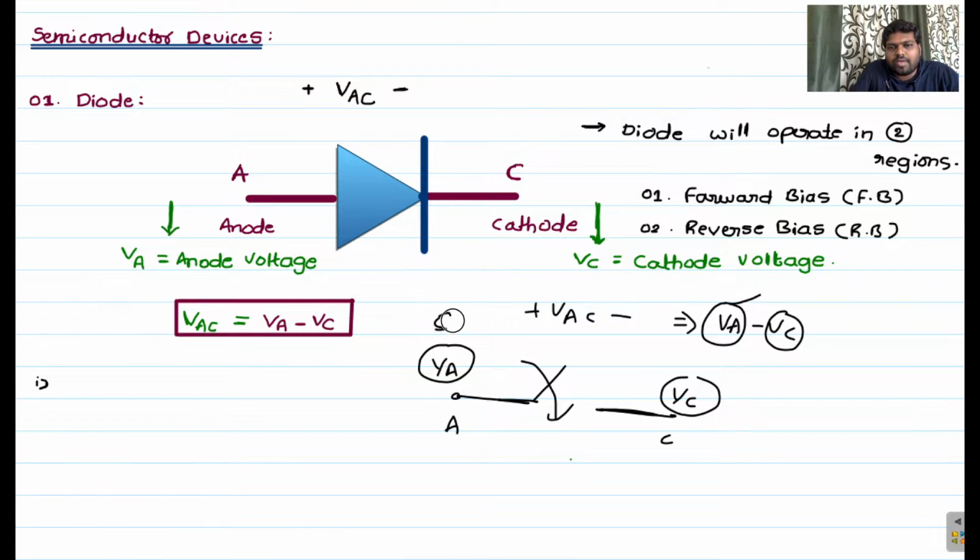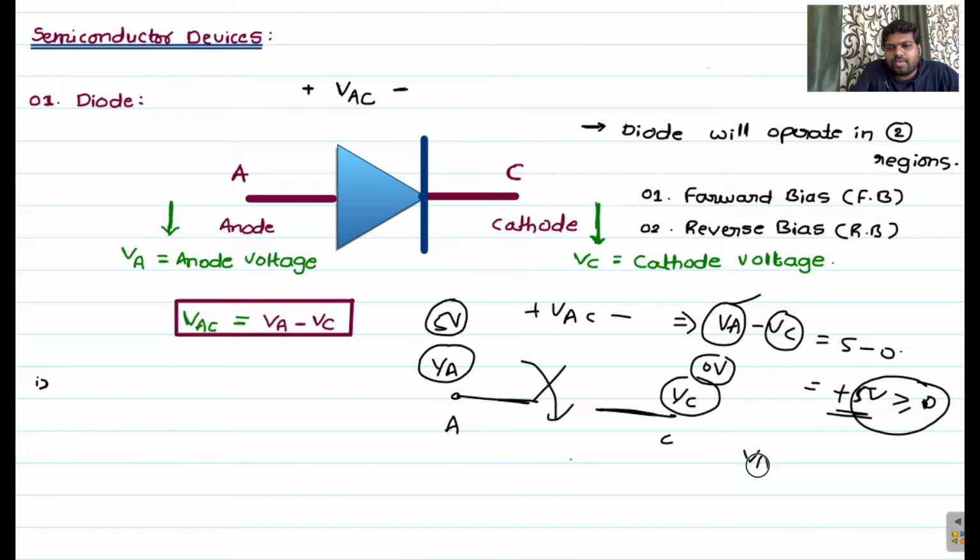For example, here we have 5 volts and here we have 0 volts. Now what is the difference between the anode voltage and cathode voltage? That equals 5 minus 0 volts, so you get plus 5 volts. Plus 5 volts is greater than or equal to 0, right? That means VA minus VC should be greater than or equal to 0 in this example. So whenever the difference between the anode and cathode voltages is greater than or equal to 0, the diode will be in forward bias condition.